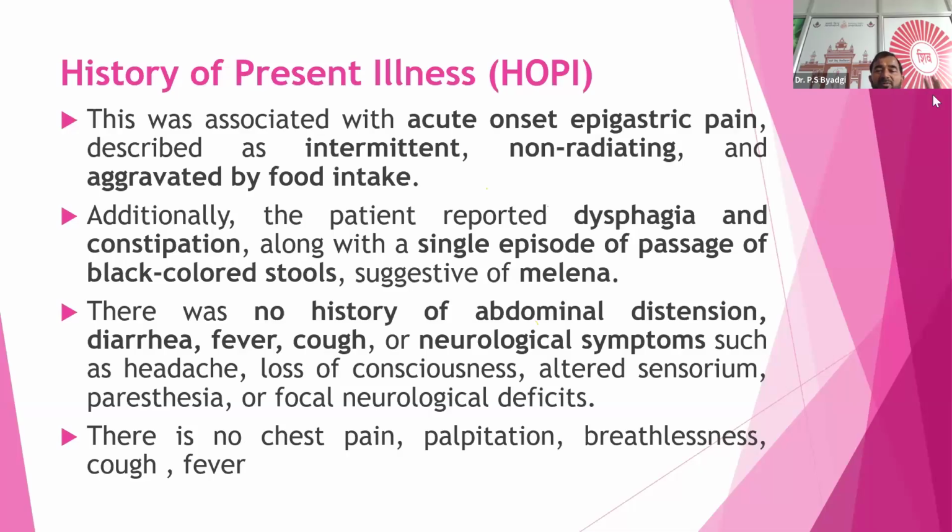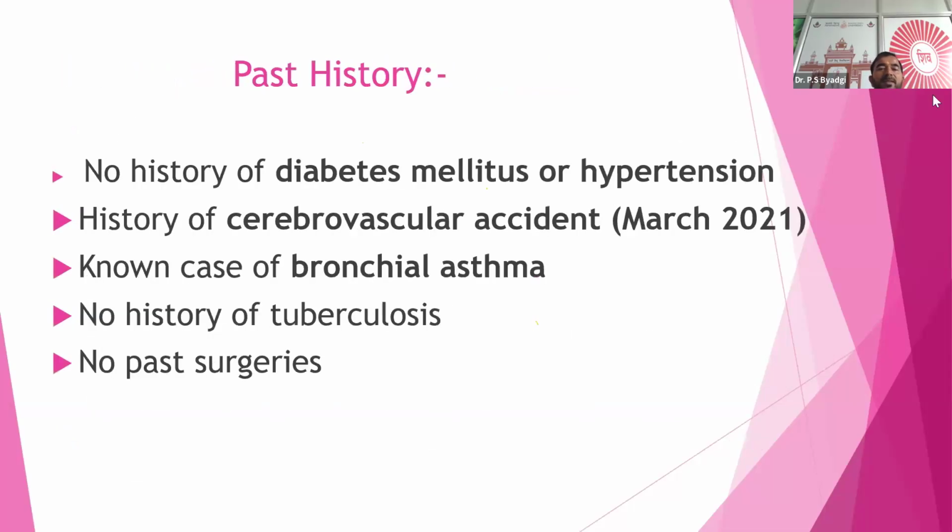There was no history of abdominal distension, diarrhea, fever, cough, or any neurological symptoms such as headache, loss of consciousness, altered sensorium, paresthesia, or focal neurological deficits. There is no chest pain, palpitation, breathlessness, cough, or fever. In the past history, the patient has no history of diabetes or hypertension, no earlier cerebrovascular accident, no known case of bronchial asthma, and no history of tuberculosis or past surgeries.